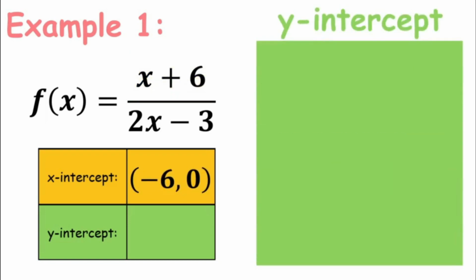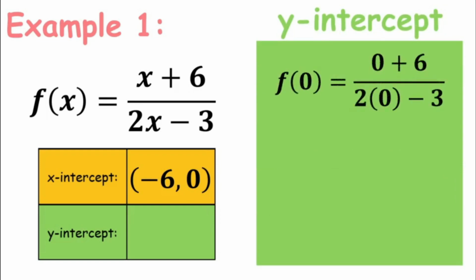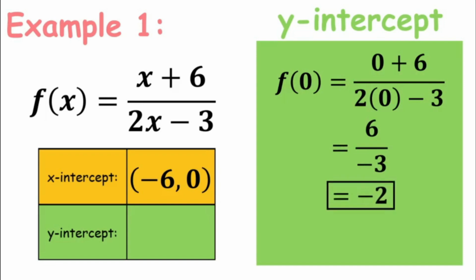To solve for the y-intercept, just plug in 0 for x, then simplify. F of 0 is equal to 0 plus 6 all over 2 times 0 minus 3, which is equal to 6 over negative 3, which can be simplified to negative 2. The y-intercept is 0, negative 2.